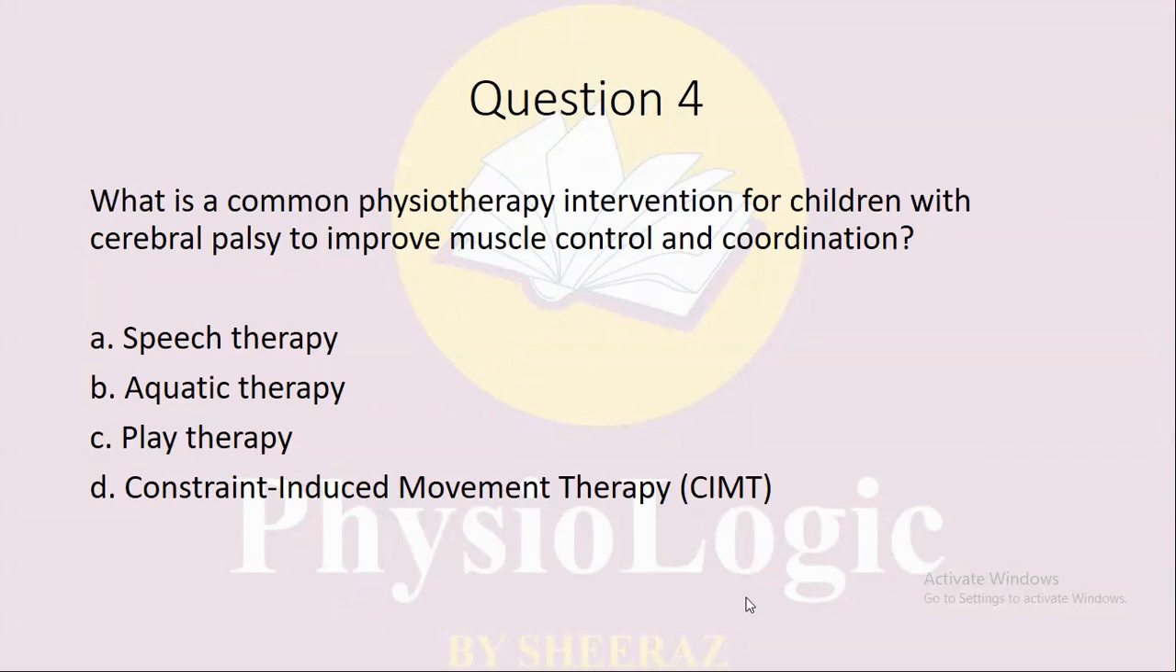Question number four is, what is a common physiotherapy intervention for children with cerebral palsy to improve muscle control and coordination? Options are speech therapy, aquatic therapy, play therapy, and constraint induced movement therapy. And the correct answer is option B, aquatic therapy.